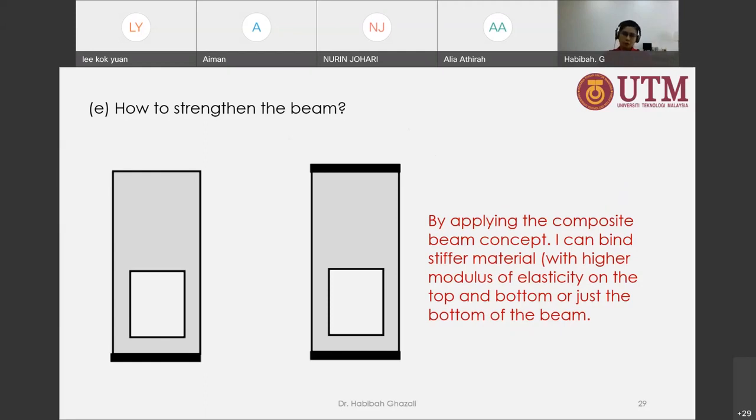Instead of changing the whole material, we can just bolt or bind another material on the top and the lower part that has a higher stiffness, higher modulus of elasticity, on the top or the bottom or just the bottom of that beam. You can see that the highest maximum stress is at the bottom part, so we can do that. Okay. All right.